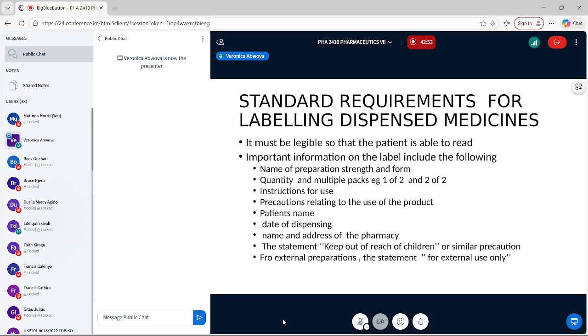This is the same slide that we had looked at on the standard requirements for labeling dispensed medicines. And we have said that it should contain the name of the preparation, the strength and form. It should contain the quantity and multiple, indicating whether there are multiple packs. Excuse me a bit.